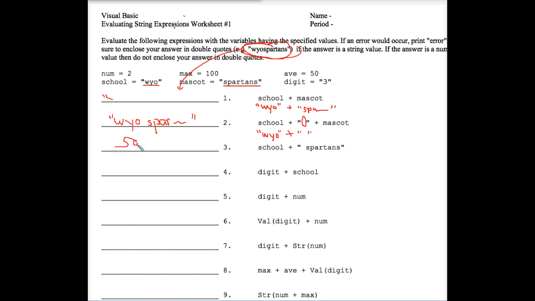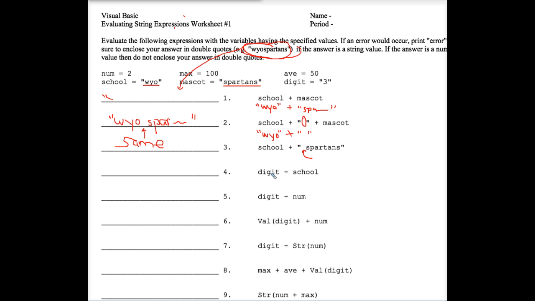Number 3, it's the same answer. Go ahead and write it out the same way. I'm just writing the word same. Because there's a space here embedded before the S, the end result is that the answer has a space embedded between the word YO and the separate word Spartans. So 2 and 3 are the same. Okay, let's look at number 4.